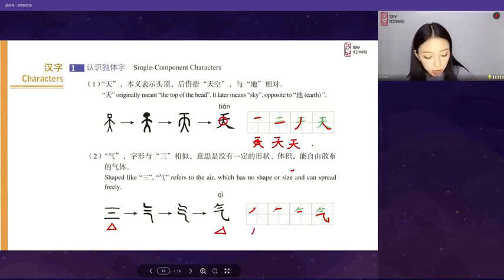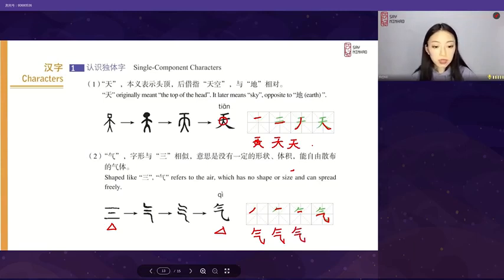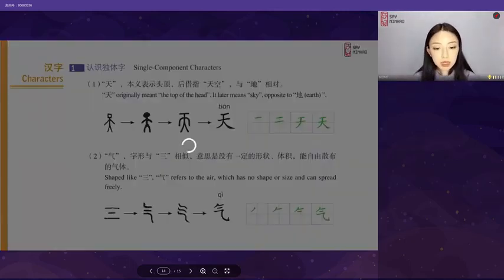Please write with me. Pay attention to the length of each stroke, okay? And don't write this part as this. This is wrong. Write it as this, okay? This is qi, means air.